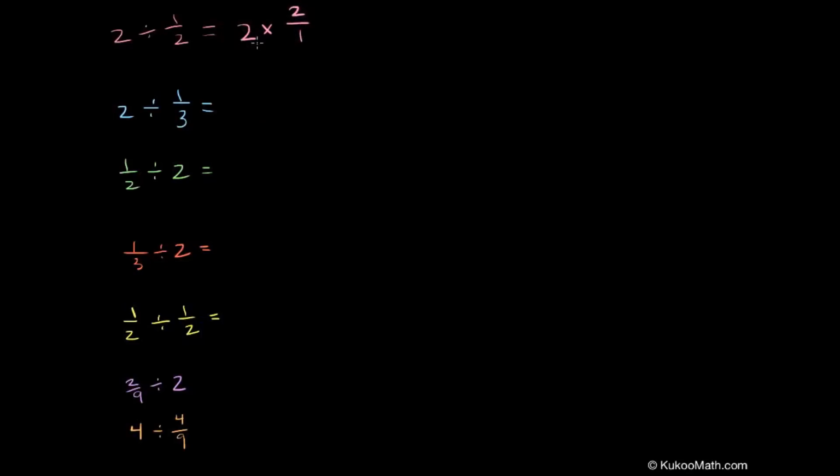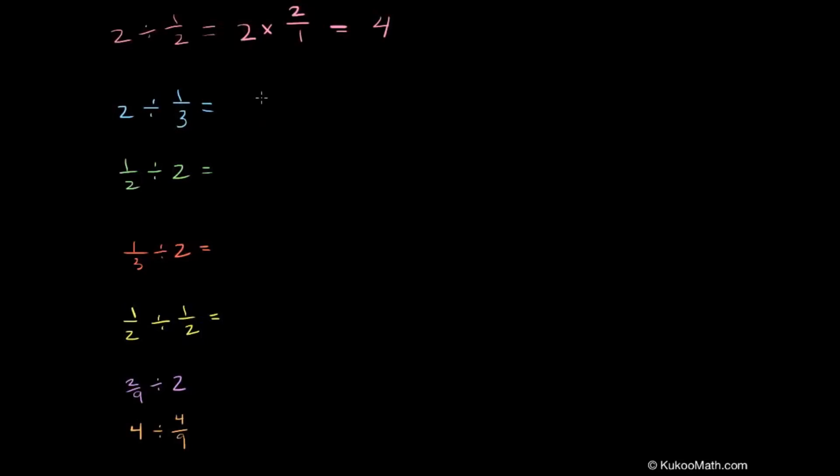So these two are actually the same problem. And this makes it a lot easier to solve because then it's just multiplication. And you know the answer to this. It's 2 times 2 over 1, which is just 4. And that's our answer. Let's try this again. It's a pretty simple concept. So let's try it again with this problem.